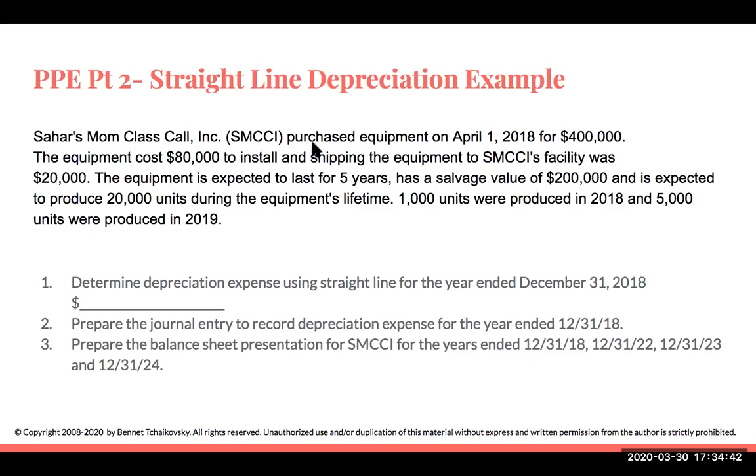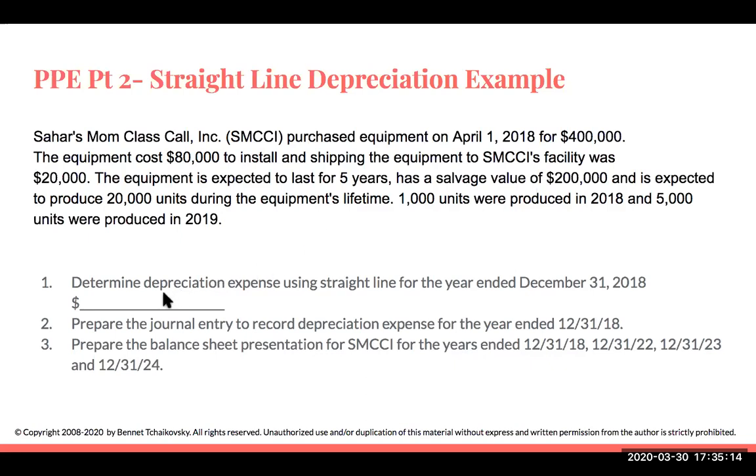So SMCCI purchased equipment on April 1st, 2018 for $400,000. The equipment cost $80,000 to install and shipping the equipment to SMCCI's facility was $20,000. The equipment is expected to last for 5 years, has a salvage value of $200,000, and is expected to produce 20,000 units during the equipment's lifetime. It gives us some of these things. We're not really concerned about that right now. We'll see about that a little bit later.